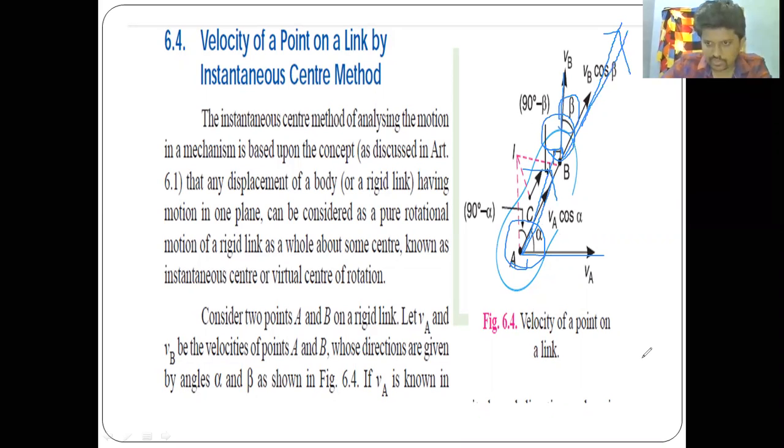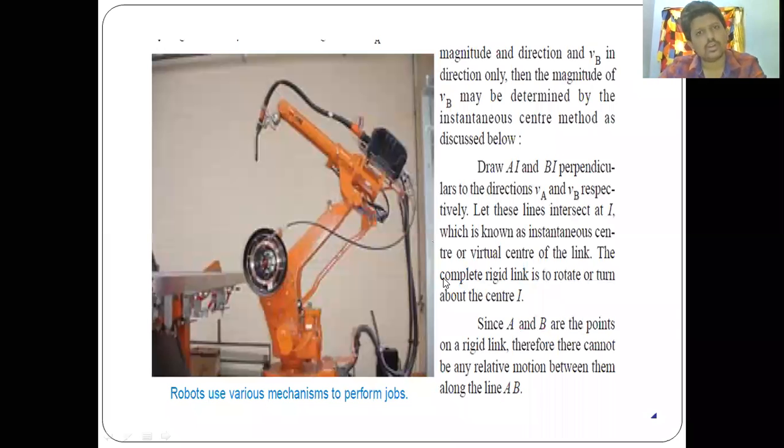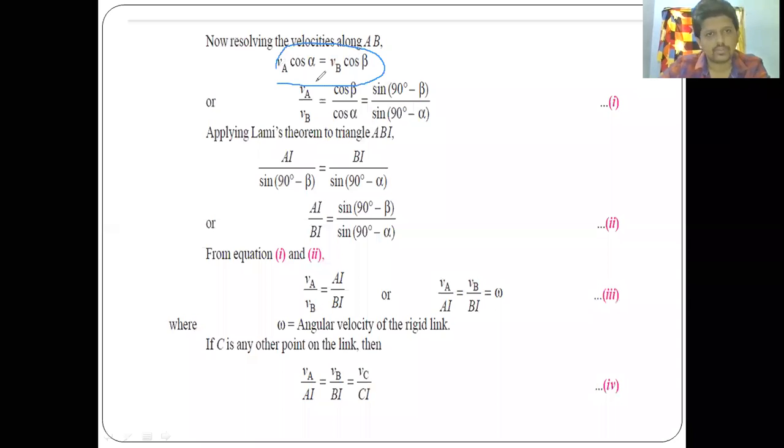What we are assuming here is that, as both points are on a rigid link, their velocity components along the link should be the same. That means VA cos alpha is equal to VB cos beta. Cross multiplying, we have VA by VB equals cos beta by cos alpha. We can write cos beta as sin of 90 minus beta, and cos alpha as sin of 90 minus alpha. I think you know this from trigonometry.